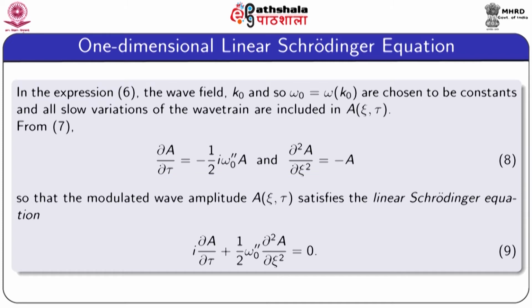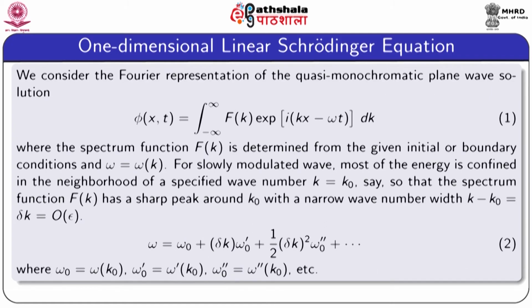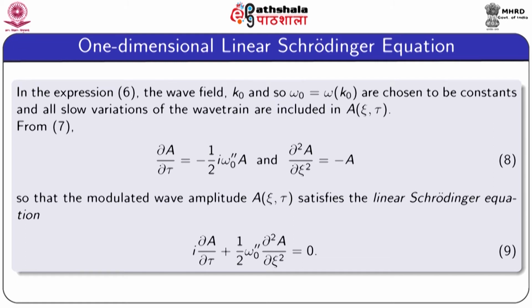Now, from these two equations, if we eliminate A, we get the nonlinear Schrodinger's equation: i del A del tau plus half omega 0 double dash del 2A del xi square equals 0, which is given by equation number 9. So, in this way, starting from the Fourier representation of the wave solution, we can arrive at the linear Schrodinger's equation.